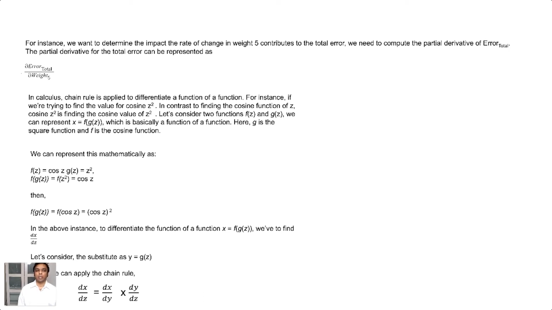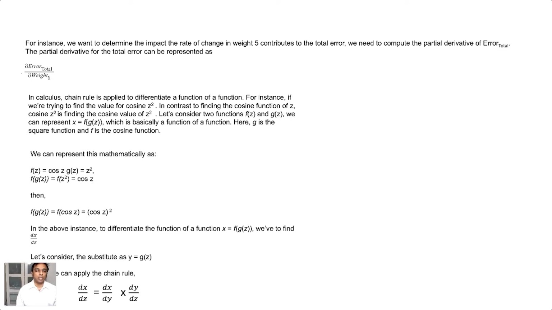So basically here we are trying to find the cosine of z squared. What we are going to do is determine the function of a function. Let's consider two functions here, f of z and g of z. And so the function of a function is basically f of g of z. So g of z is a function, and you're computing f of g of z, the function of the entire g of z function. So g here is a square function, and f here is a cosine function. So mathematically, you can represent it this way.